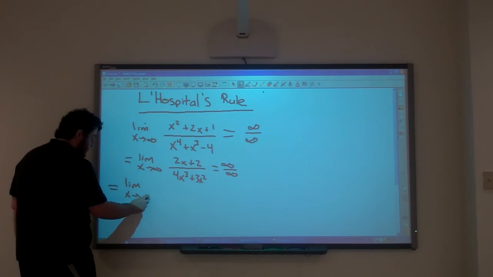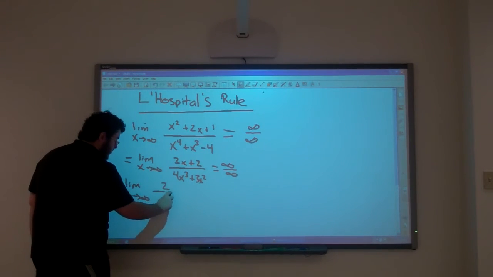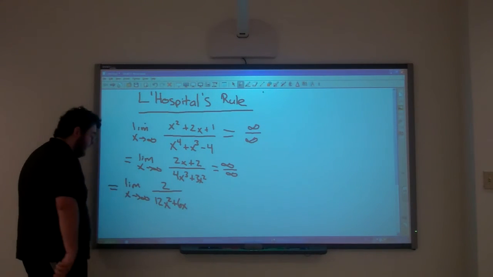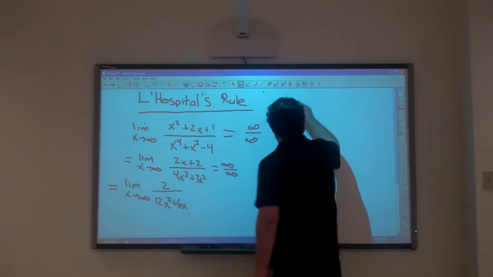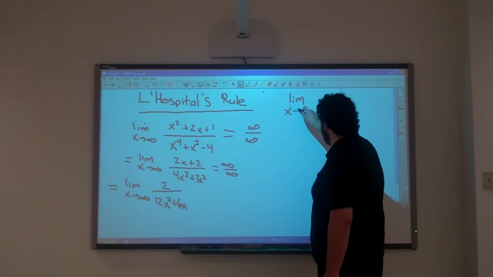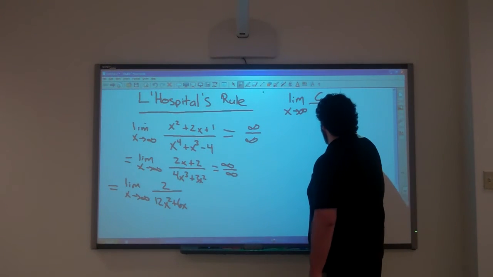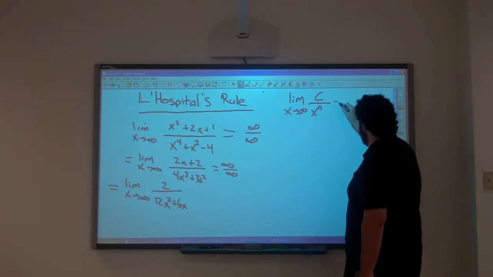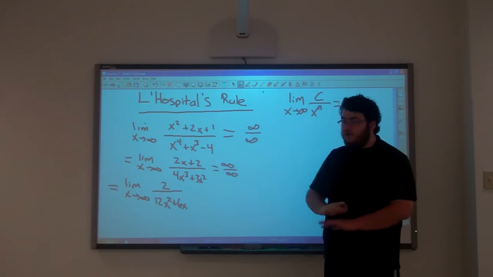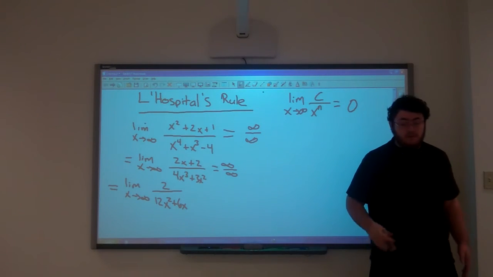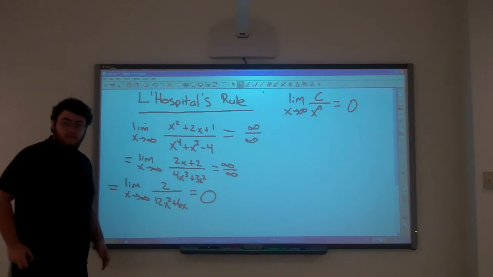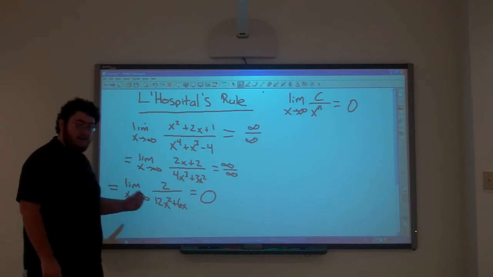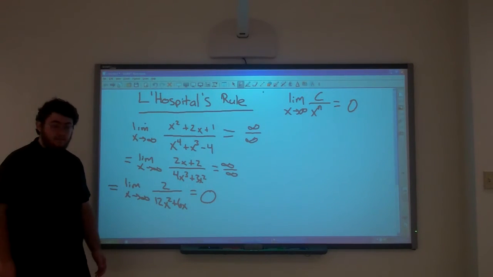So the derivative of the top is now 2 over 12x squared plus 6x. Okay, but now we're left with a finite number over infinity. And remember, the golden rule of infinite limits is that the limit as x goes to infinity of any constant over any power of x greater than 1 is 0. Because you get c over a huge number, c over a billion, which is pretty much 0. So as x goes to infinity, we get 0. So we have found in this case that this infinity over infinity has turned out to be 0.